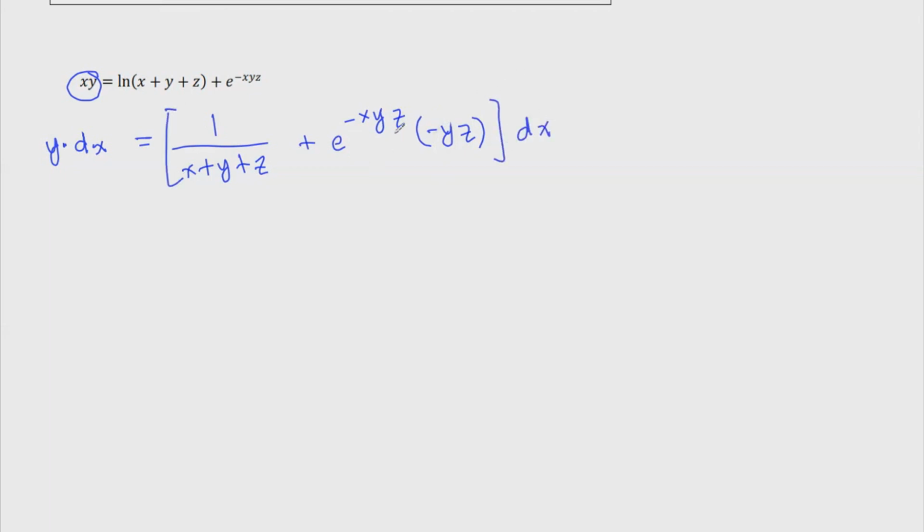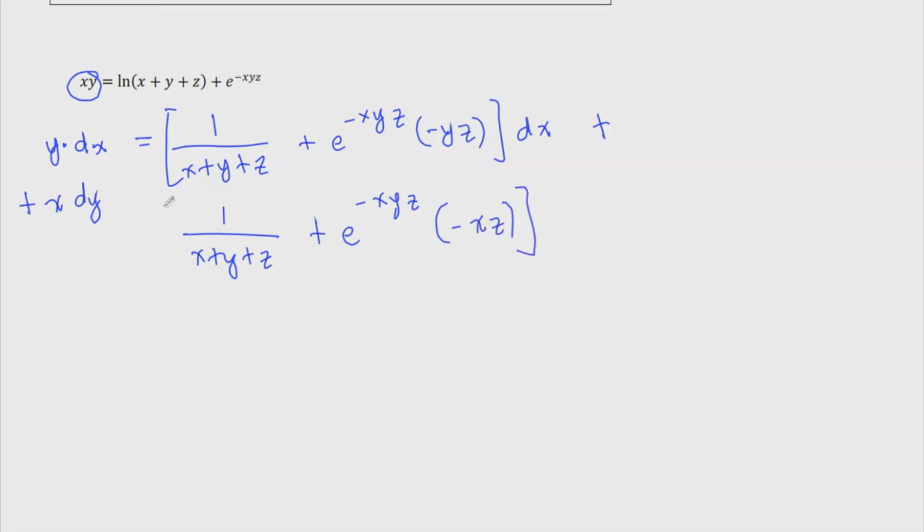Okay, but knowing that that's just dx, we have to proceed with the solution, so we need to add y in this case. So we need to differentiate this with respect to y, so we have x and then dy, and then of course we need to do the same for the right side. So we have plus 1 over x plus y plus z again, and then plus e raised to negative xyz, and then we have negative xz.